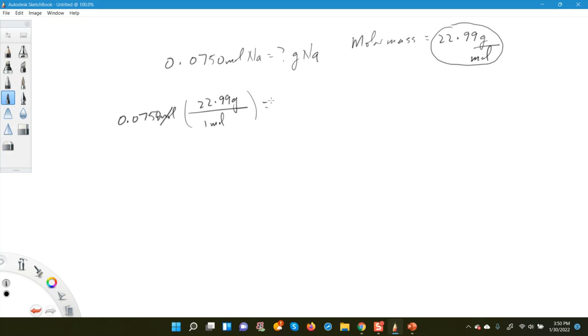So 0.0750 multiplied by 22.99. According to my calculations, that works out to be equal to 1.72, I'm sorry, not moles, grams of sodium, because the mole unit of sodium here will cancel out this mole of sodium, so that would be the remaining unit. All right. So that's a relatively simple example.